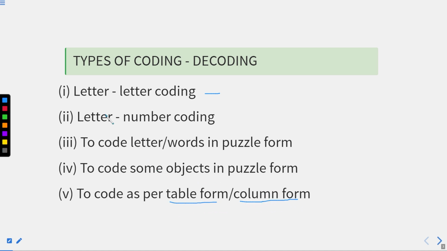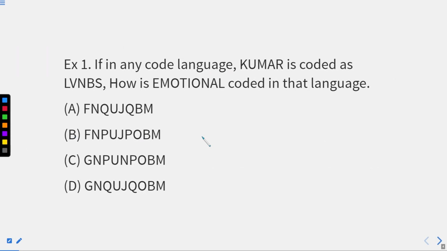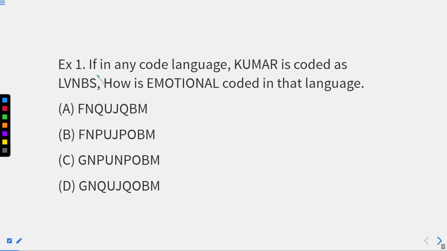So I'm starting with the first kind of questions. With each and every question that we do, we are going to learn some new concept. Our main agenda is to learn the concept behind the question. First I'll read the question, then I'll explain the concept, then we'll move to the answer part. If in any code language, Kumar is coded as LVNBS, how is the word emotional coded in that language?